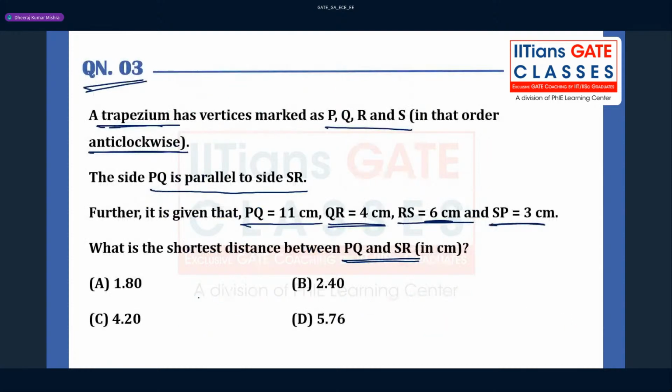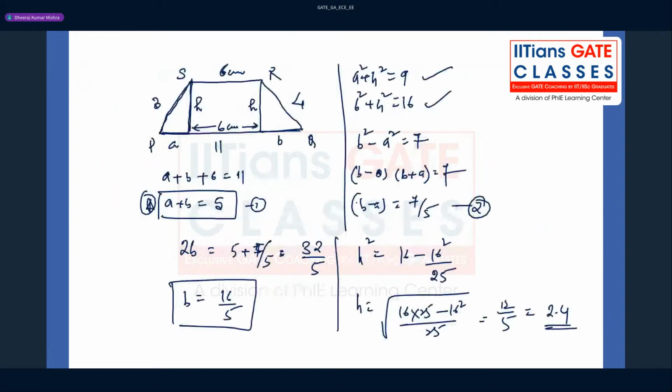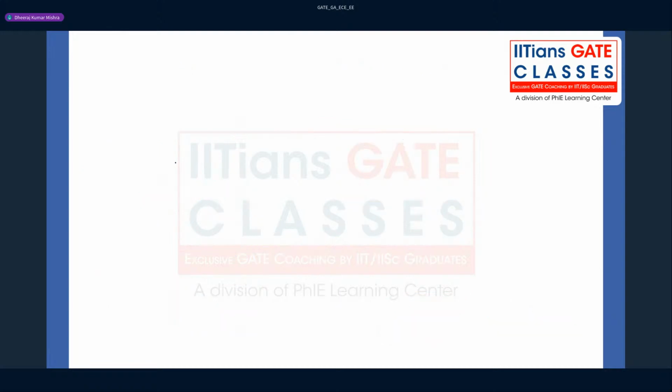So the answer for this question is 2.4. Okay, so this question needs a little bit of algebra, so you guys can do it. It is a very simple question. Since they are asking what is the value of h, I mean the shortest distance between the parallel lines PQ and SR. So I believe this is fine for all, right? So question number 3 is done.